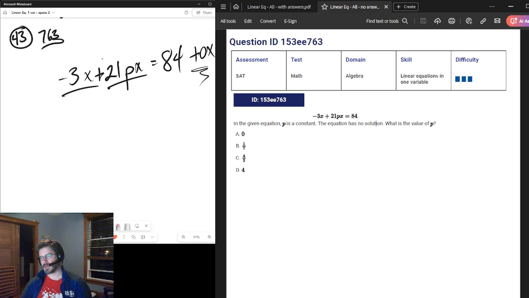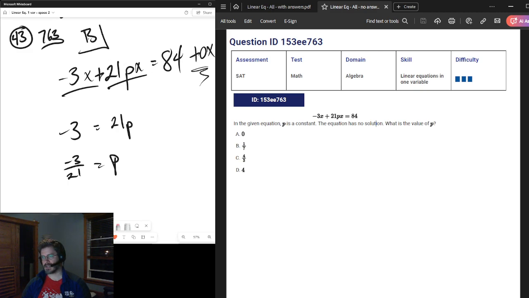So I need negative 3 and 21p to add to 0. So negative 3 equals 21p. Divide by 21, negative 3 over 21 equals p. 3 over 21 reduces to 1/7. So B is our answer. The negative, don't worry about the negative. I forgot to flip the sign here. They need to add to 0. So I should have written that.